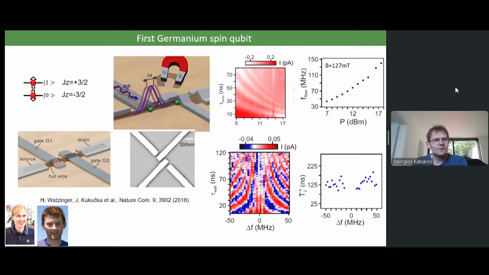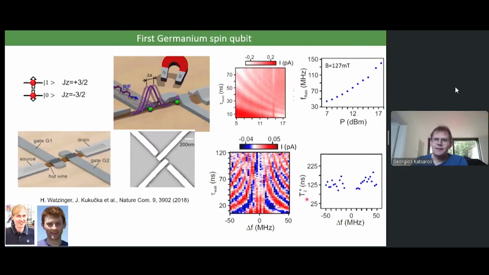So you would have one dot here, one dot there. And we were able to do a germanium spin qubit. And at that time, we observed the fastest Rabi frequency. So that verified indeed that holes in germanium can be used as very fast spins for doing very fast spin manipulation. So we could reach Rabi frequencies exceeding 150 megahertz at out-of-plane magnetic fields of 127 millitesla.